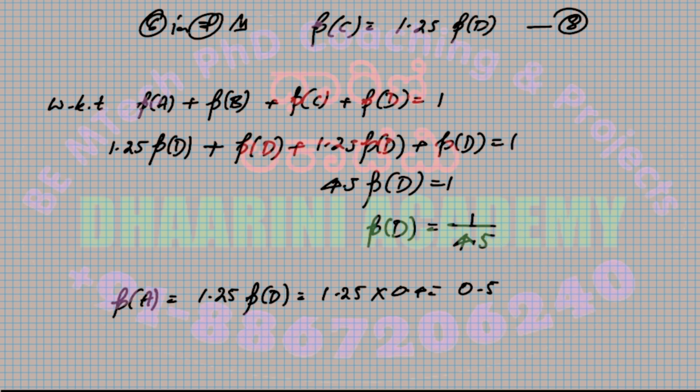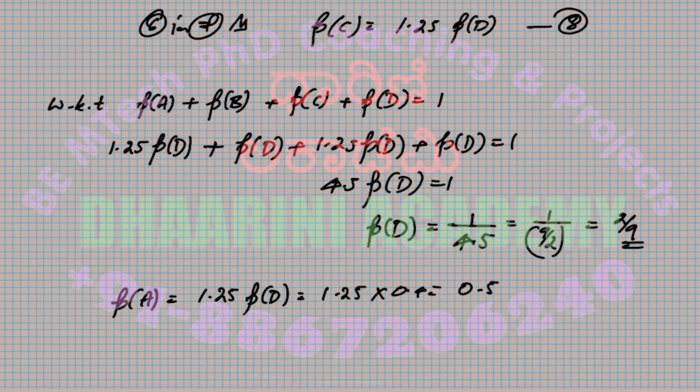This is not 0.4. So 4.5 is 9 by 2, correct? Half of 9. So I'll try to write it this way. This is equal to 1 divided by 9 by 2. The 2 goes to the numerator, so this is 2 by 9. You can keep it in this format, no problem.